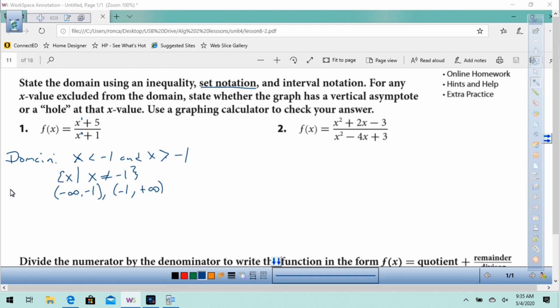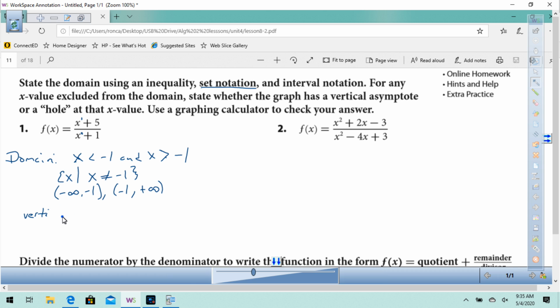We have a vertical asymptote at negative 1.